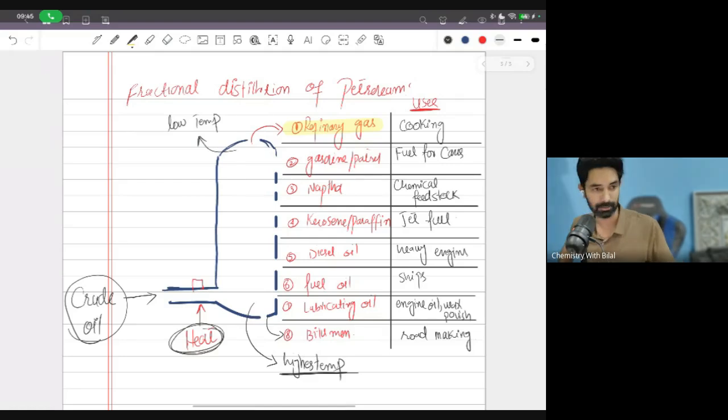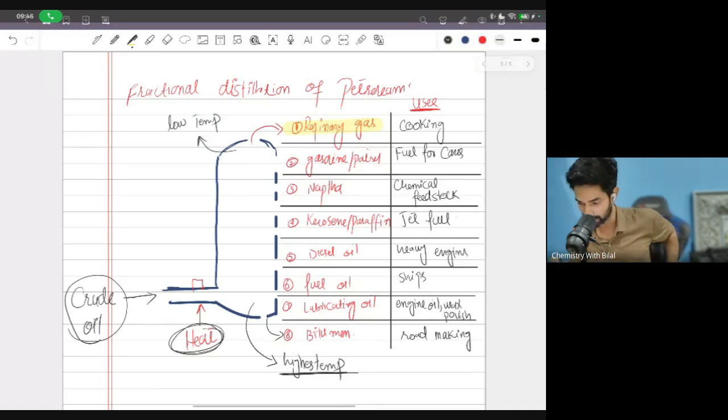You can see that the first gas, which is labeled as refinery gas with the lowest boiling point, is used as domestic fuel in the kitchen. The gas which is called gasoline or petrol, it is used for the fuel in vehicles, in the cars. Naphtha is the third chemical which is used to make different chemicals like paint or in different industries. So basically it is used as a raw material to make chemical. So chemical feedstock.